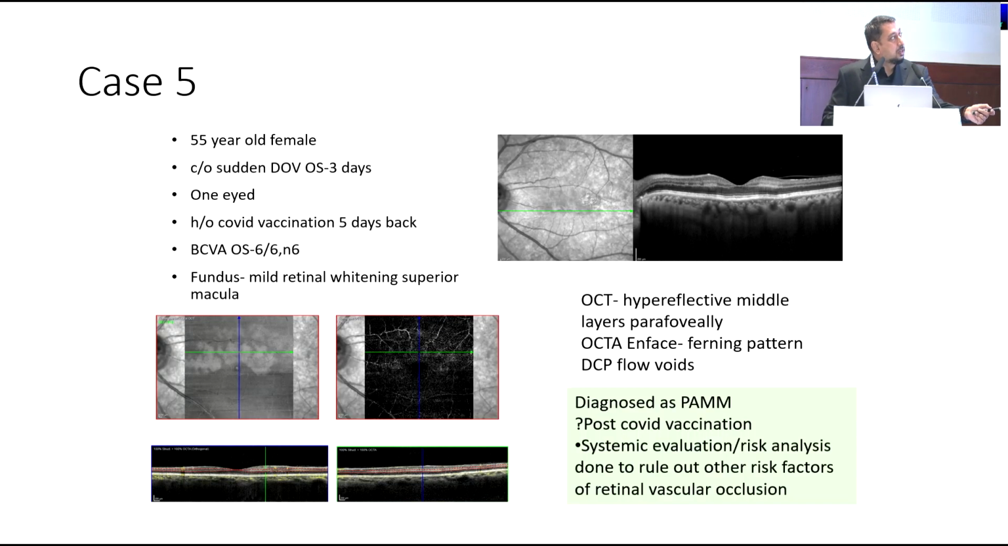The next, we'll go to some vascular disturbances. We had a lady, post-vaccination, and we saw this particular pattern. Here you see the OCT is diagnostic. You see middle layer hyperreflectivity over here called PAMM, a misnomer nowadays, but this is the pattern. You're using two of these imagings. You're using the en face imaging of the OCTA, which shows a ferning pattern, which is very typical of PAMM. And also you see corresponding flow void areas, or the decrease in the deep capillary plexus layer between the superficial and the deep. So this diagnosis is the ferning pattern, and it is a feature of PAMM.